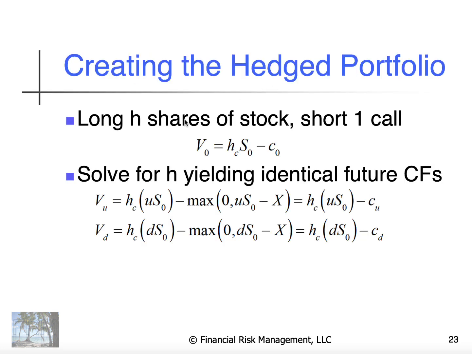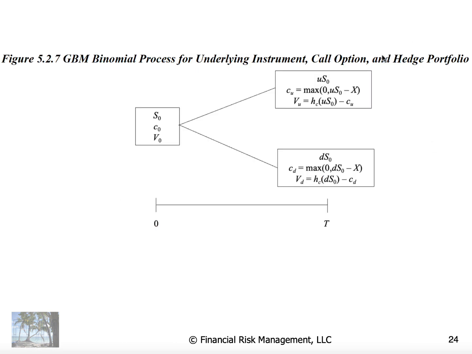Consider if we go long H shares of stock, that H is eventually going to denote the hedge ratio. But if we go long a certain number of shares of stock and we go short one call, if we solve for the H that yields the identical future cash flow, we can compute the hedge ratio. And so in this particular process, the value of this portfolio, if up occurs, is the number of shares that I own in the stock minus the liability that I have from shorting the option. And you get the same sort of pattern with the down arc.